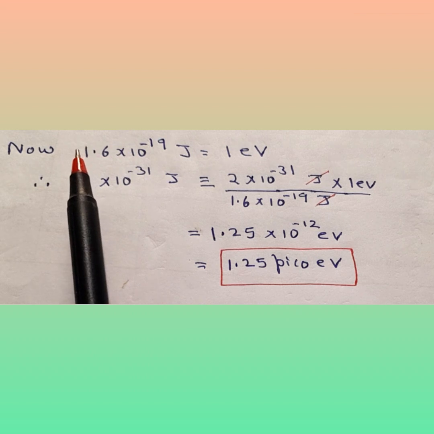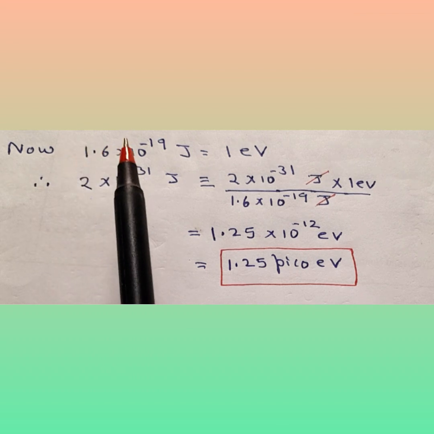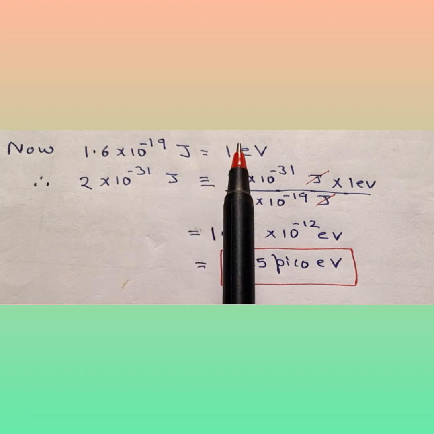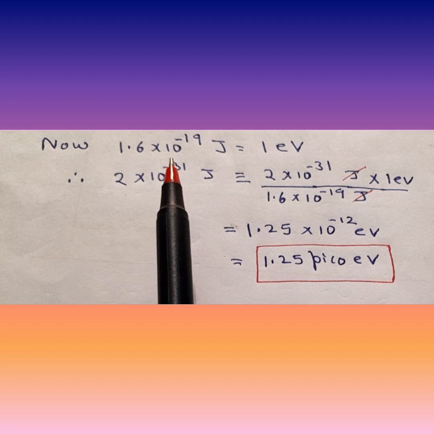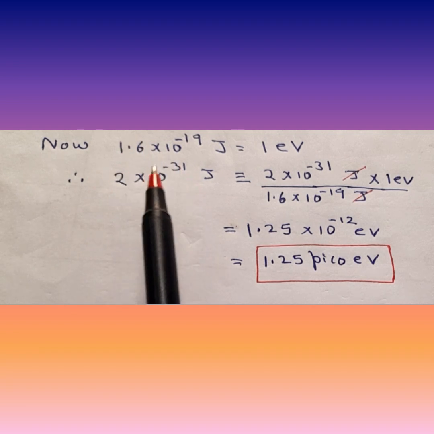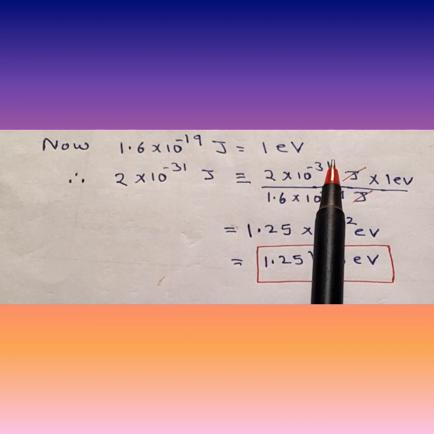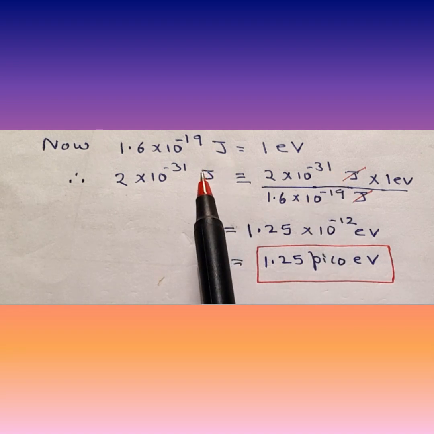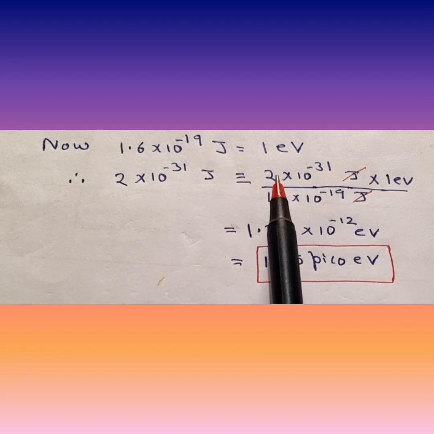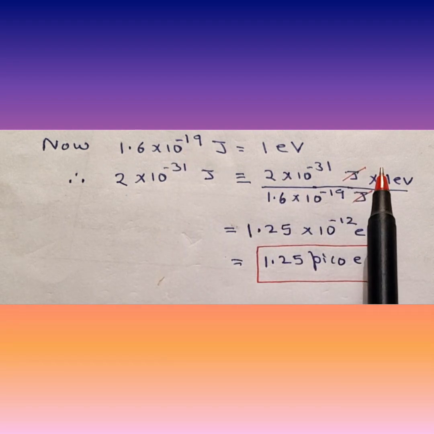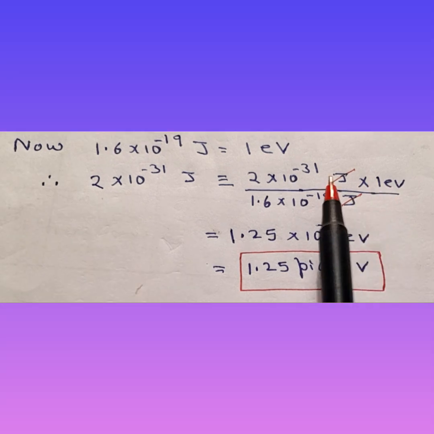Now there is a relationship which says 1.6 into 10 raised to minus 19 joule corresponds to 1 electron volt, or eV. 300 hertz has generated 2 into 10 raised to minus 31 joules. So how much would that correspond to? I've just shown the calculation over here to understand how joule gets converted into eV. See, this value is in joule, and this is multiplied by 1 eV. Joule gets cancelled, and what we are left with is eV.